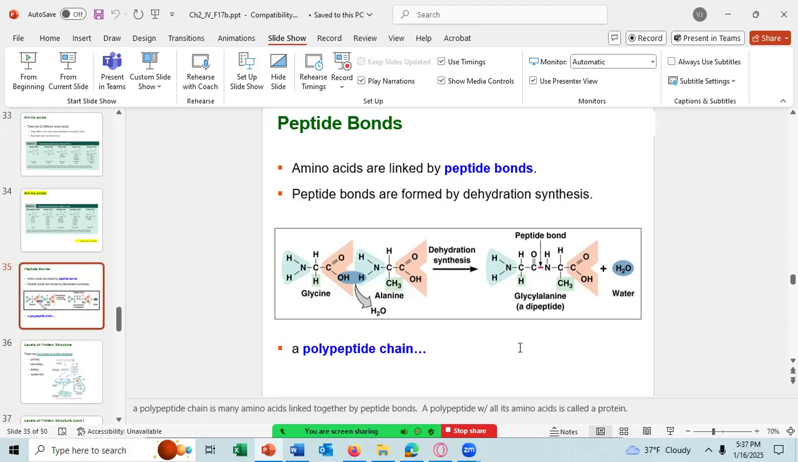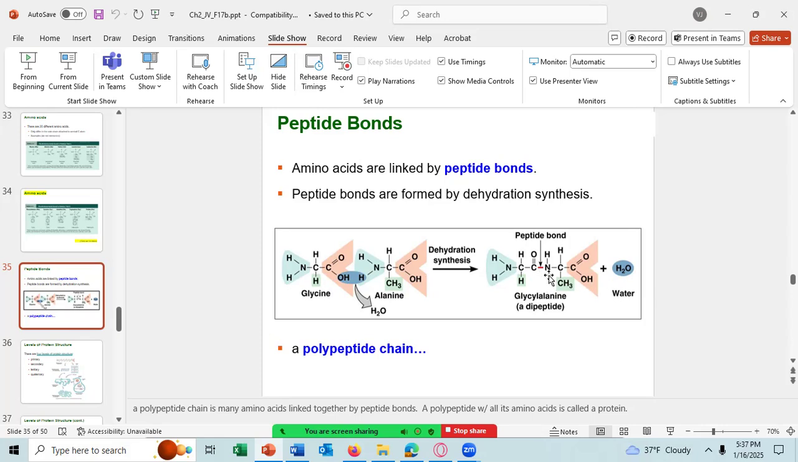Amino acids are linked together by a peptide bond. One amino acid has the OH come off of it and the H come off of the other amino acid. Then the carbon binds directly to that nitrogen by dehydration synthesis, meaning water is formed. This bond is unusual in living organisms, as well as unusual in the universe.